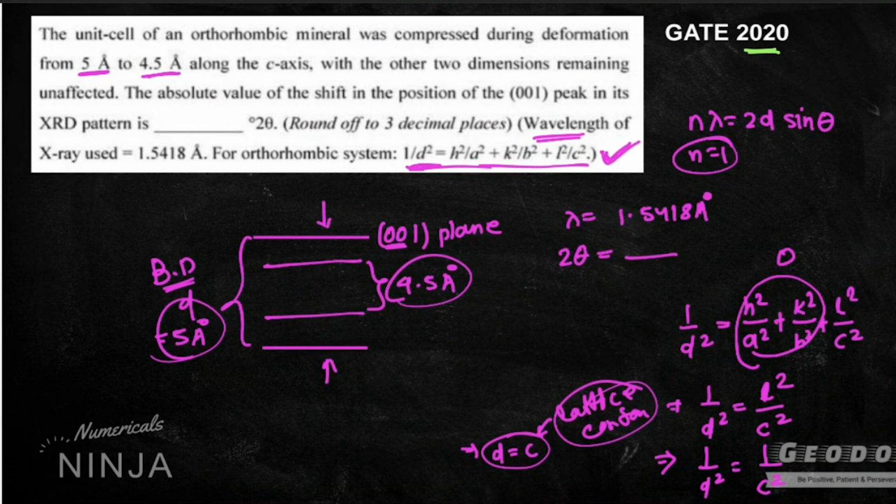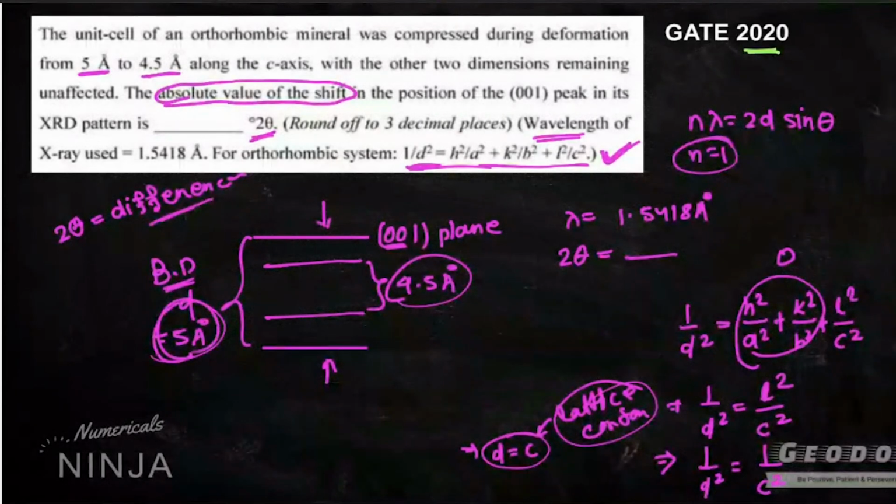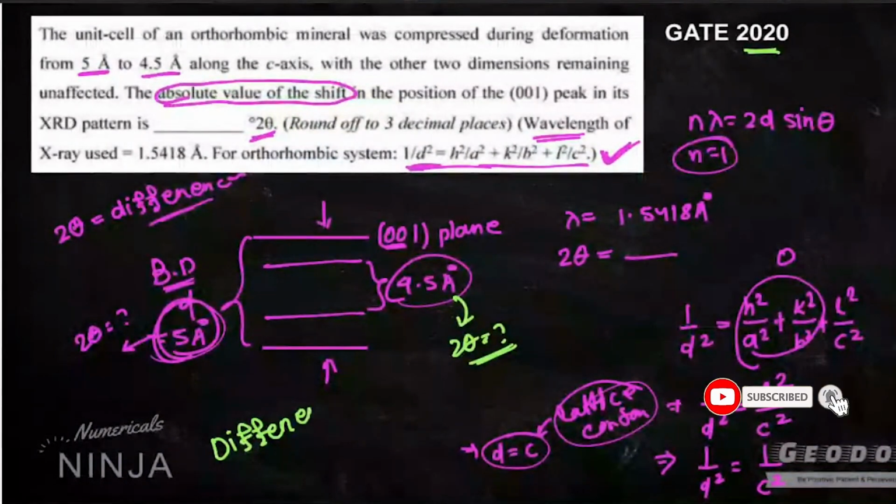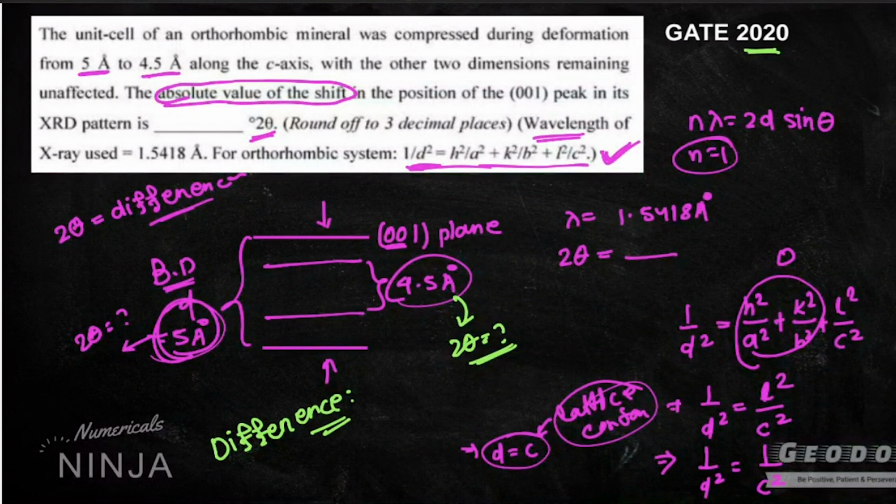But what is asked here? 2 theta is asked. How are you going to do it? And it asks for the absolute value of shift. That means how much difference will come in the 2 theta angle? When it was 5 angstrom, what was the 2 theta angle at that time? Okay? When it became 4.5 angstrom, what is the 2 theta angle at that time? Then you just have to find out the difference. Okay, is it clear? Just try to do it. I am waiting. So let's see who is going to do it.